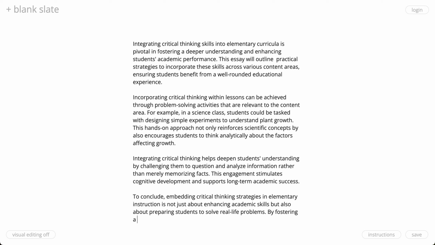By fostering a classroom environment that encourages inquiry and problem solving, comma, educators can significantly contribute to the holistic development of their students. All right, now this looks pretty solid to me. What I would do is I would reread through this, but it looks okay.